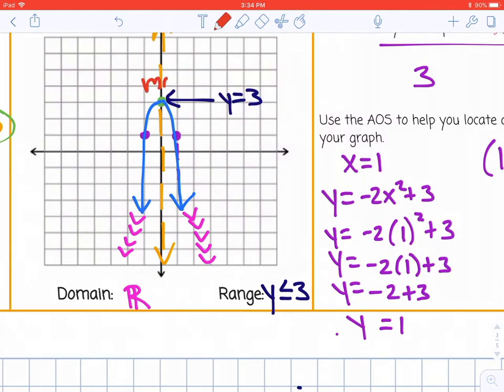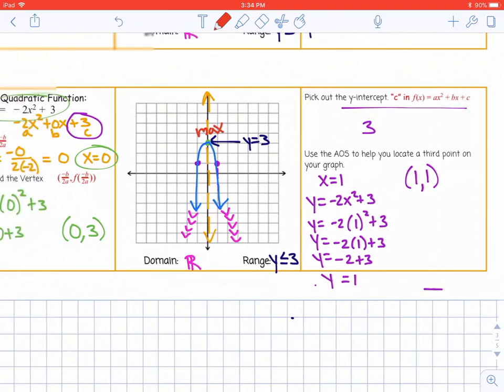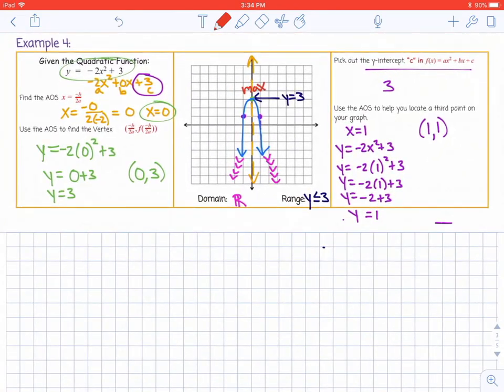And let's just label one more thing. This was a maximum vertex. So it's good to realize that when it's the highest point on your graph, it's called a maximum point. All right, so that's it for example 4.